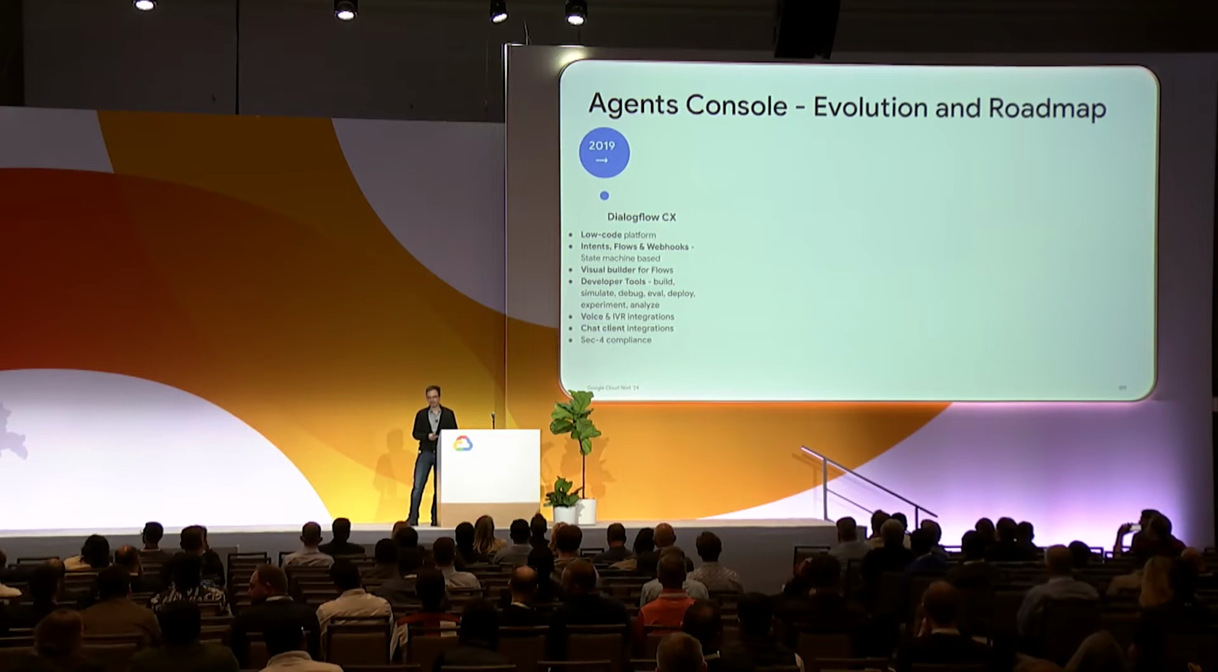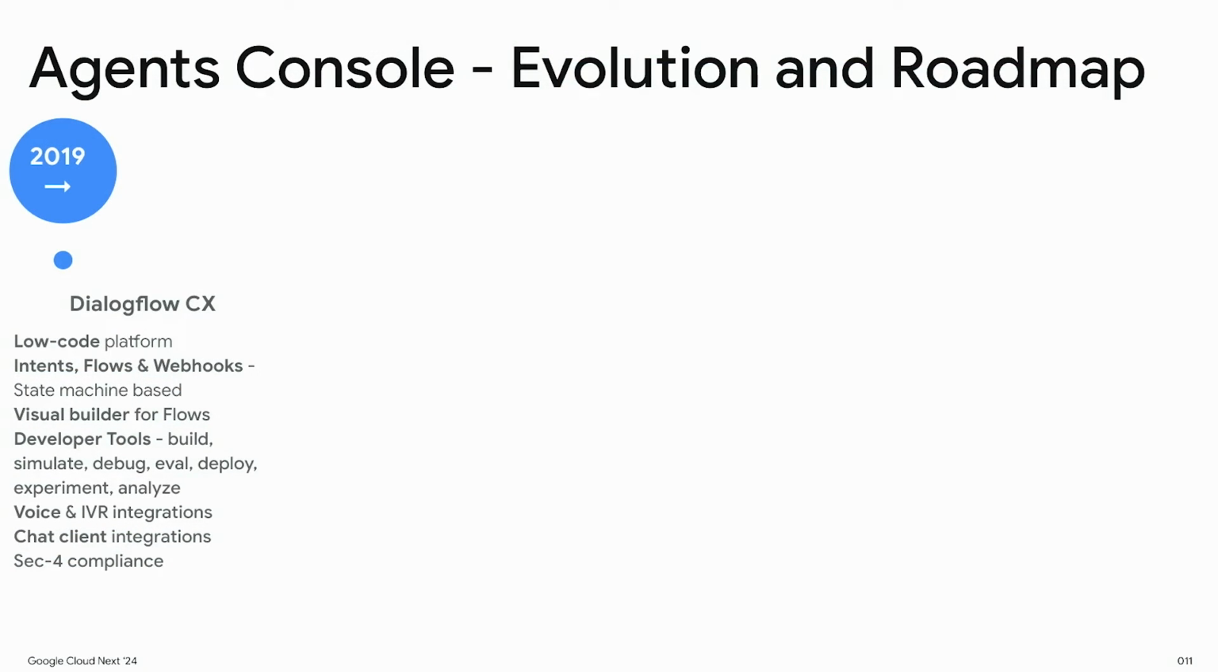OK, so I'm going to talk a little bit about the evolution of Agent Console and roadmap. So our journey started way before generative AI. And since 2019, we've had a pretty robust platform called Dialogflow, which some of you might be familiar with, which is being used by hundreds of customers and for production workloads. It was based on intents, webhooks, and flows.